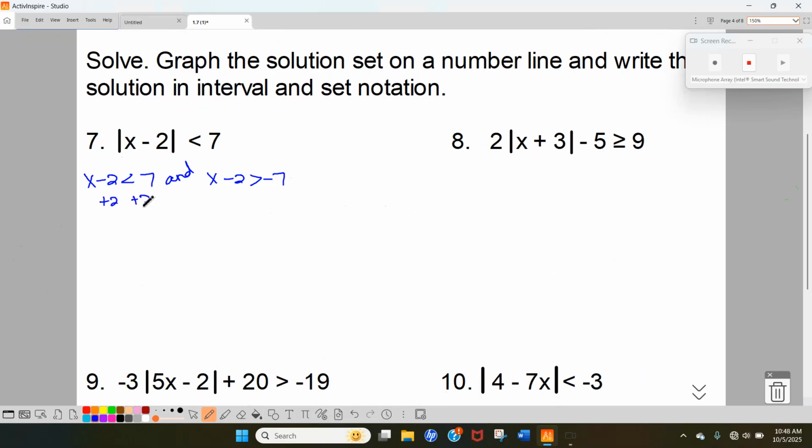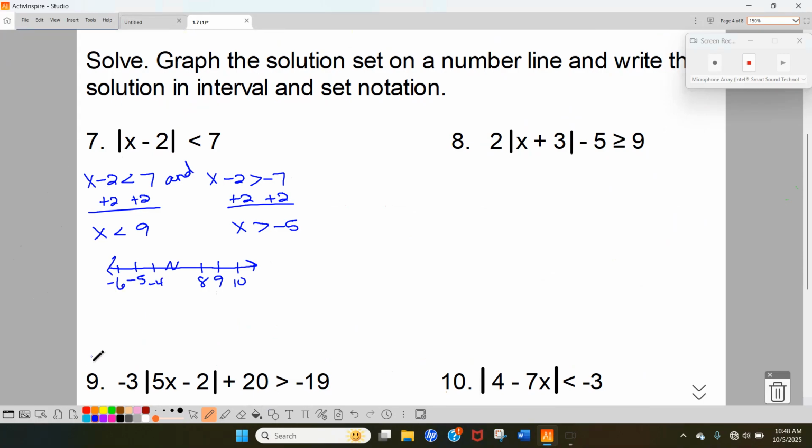All right, so we end up with x is less than 9 and x is greater than negative 5. So on a number line, we can do negative 5 here, 9 here. I'm not writing all those numbers. I can do a little zigzag and say I skipped some. It would be nice to put a few numbers around the ones you're actually using.